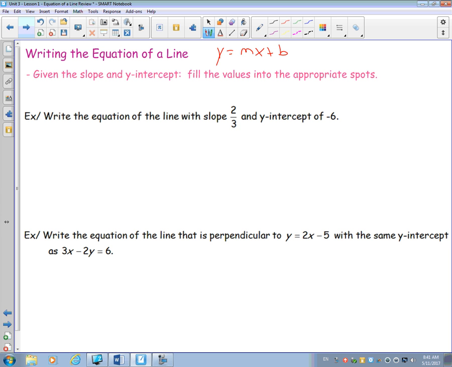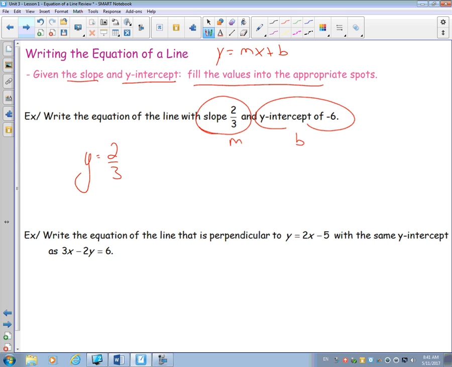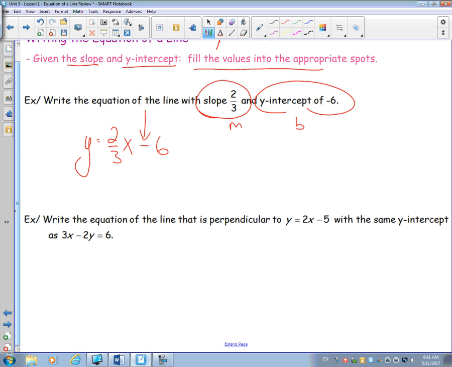But to make the equation, we need to know m and b. So if we're given the slope and the y-intercept, just fill them in. In the first example here, it says write the equation of the line with slope 2/3. There's m, and a y-intercept of -6. Well, there's b. So I just have to put those in the right spots. Y equals 2/3 x. Don't forget the x. And plus b. Now, b happens to be a negative, so I didn't write plus minus. It's just simpler to write minus 6.